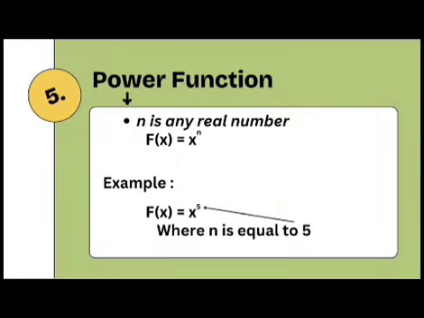Let's continue on to our fifth type of function, the power function, where f(x) = x^n, and n is a real number. Example: f(x) = x^5, where n is equal to 5.